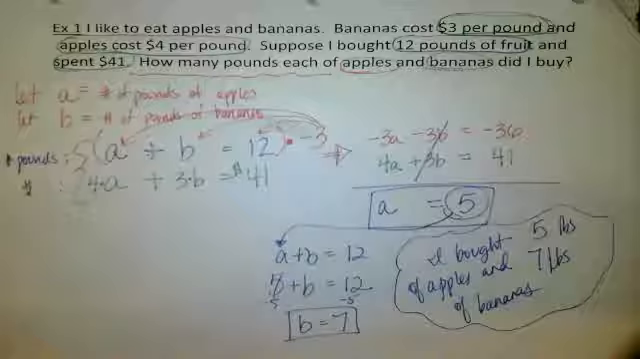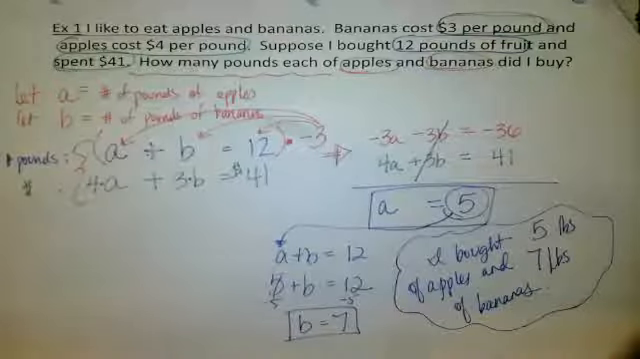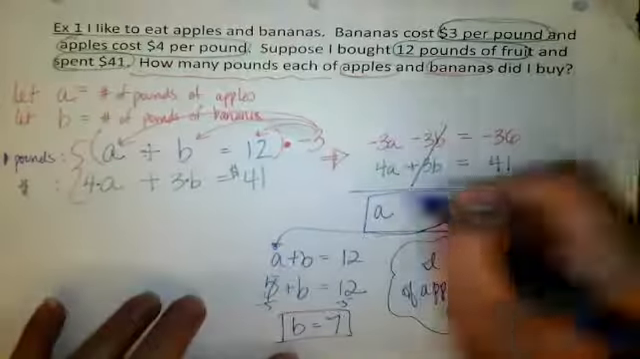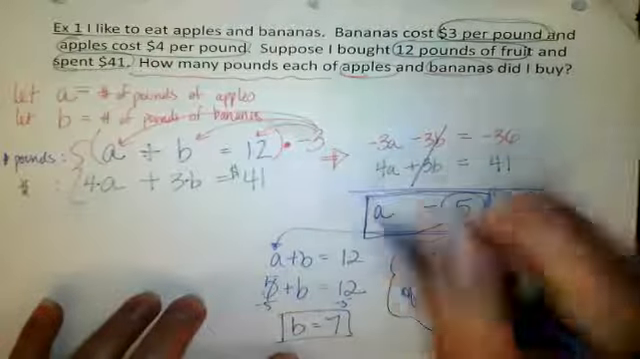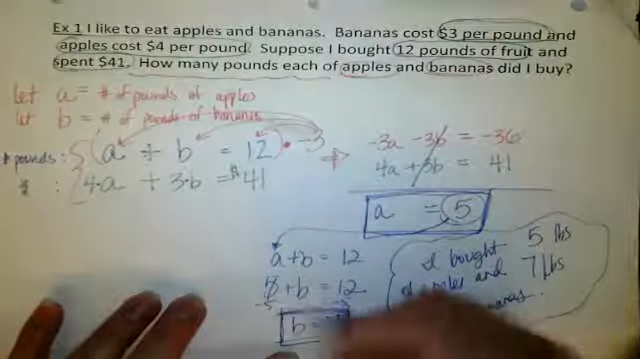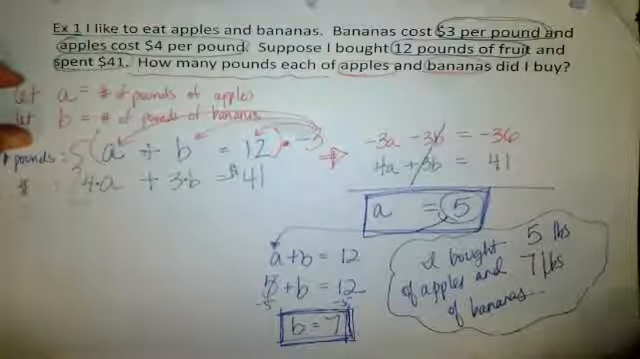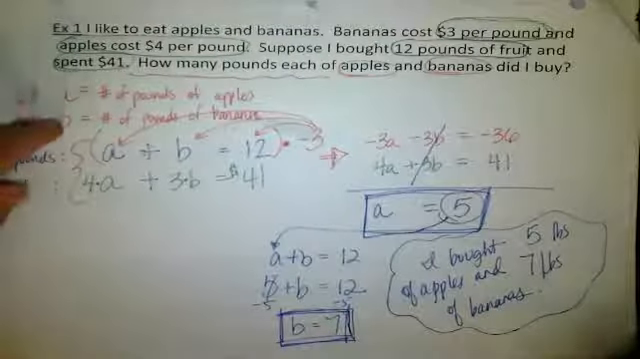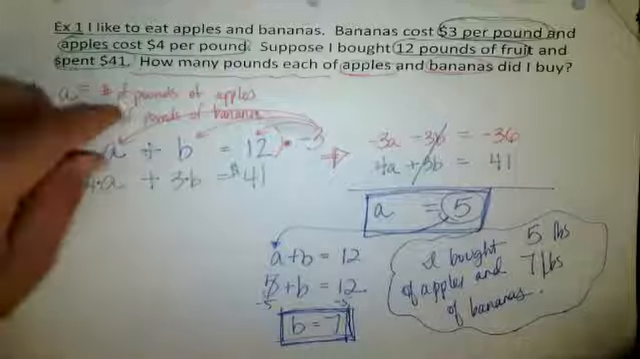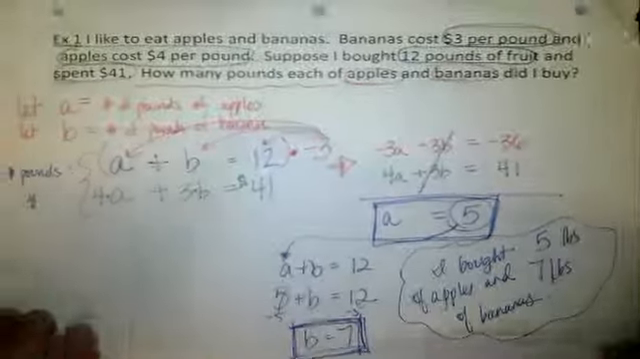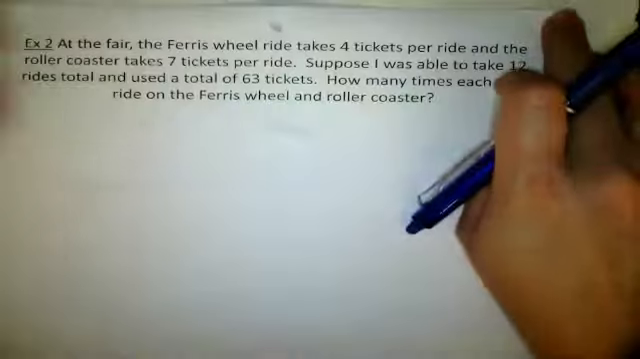Okay. I will, however, say that on your homework, if you define your variables, then you can end with just your A equals 5 and B equals 7. But you do need to define what your variables are and be specific. Don't just put A as apples and B as bananas, because it's actually pounds, not the number of them. All right, let's try one more of these, and then I'll pass out your worksheet and get you started on the first one.